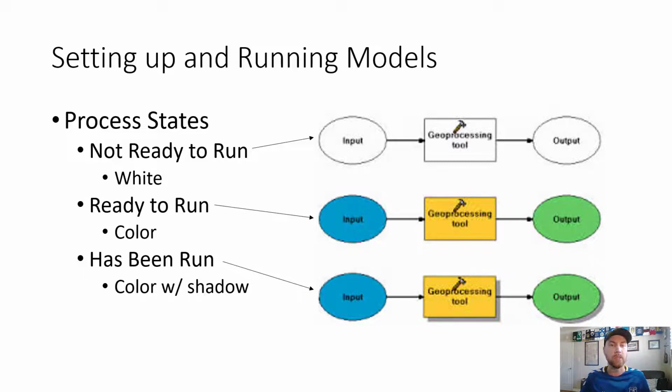But what you will notice is that once a tool has been run, you'll see this color with a shadow. There's going to be a shadow beneath it, and you can see that in the example. So once the shadow is there, that tells you this model has run and the output data have been created. Okay.